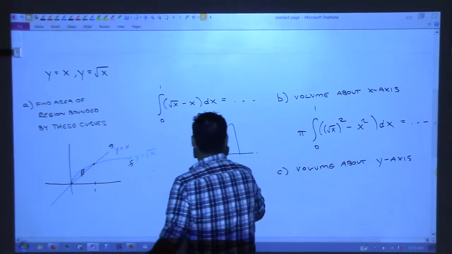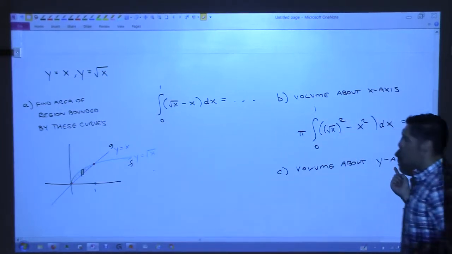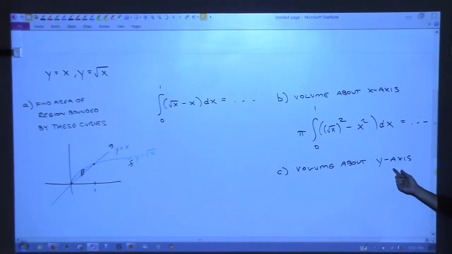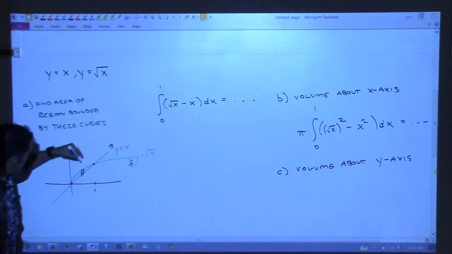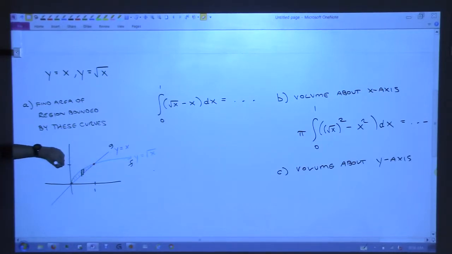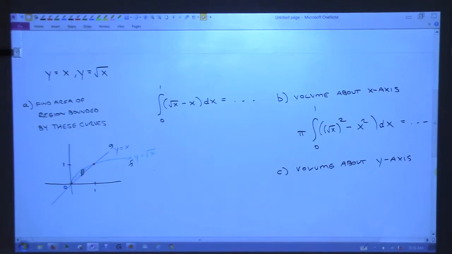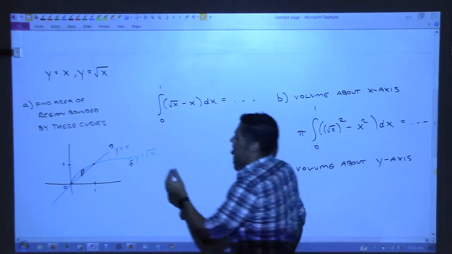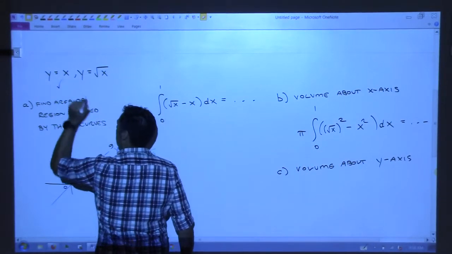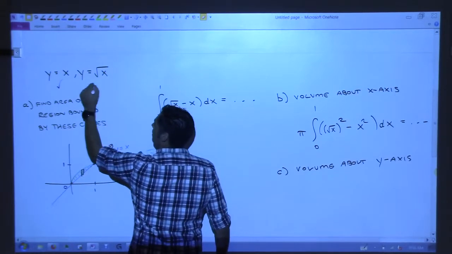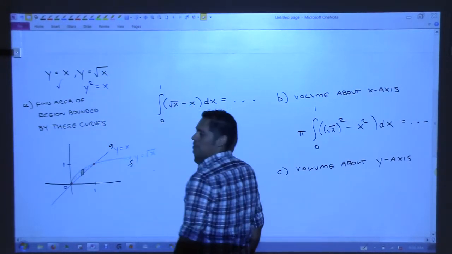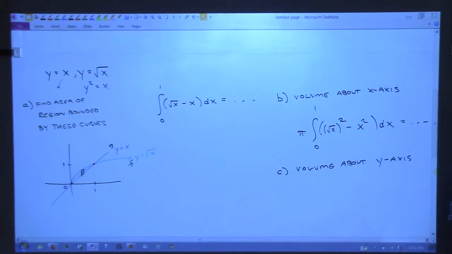Let's see. So how am I going to do this one? What do I have to do if I want to go about the y-axis? So it'll still be 0 to 1, but you're looking at y-coordinates now instead, right? So you have to realize that that's 1 still, and that's 0 down here. And then what else do you have to do? You need to take your equations and solve them for x instead of y. So let's do that. Let me solve this one for x. It's done. Okay, so x is y, right? This one, I square both sides, right? Yes?